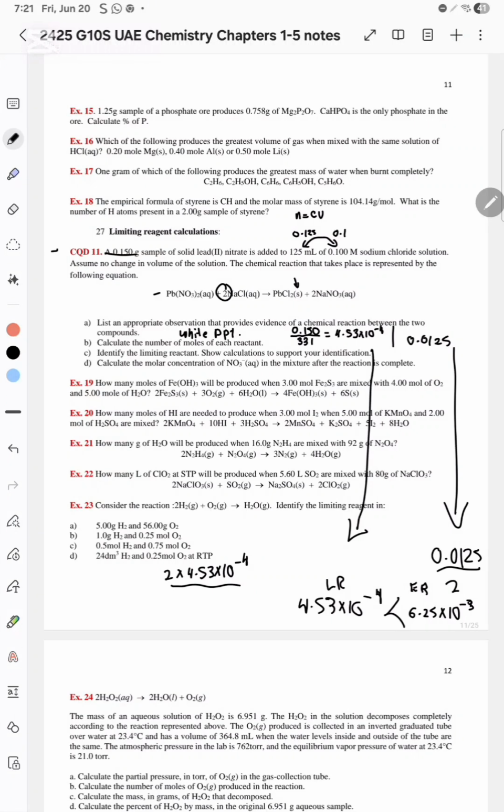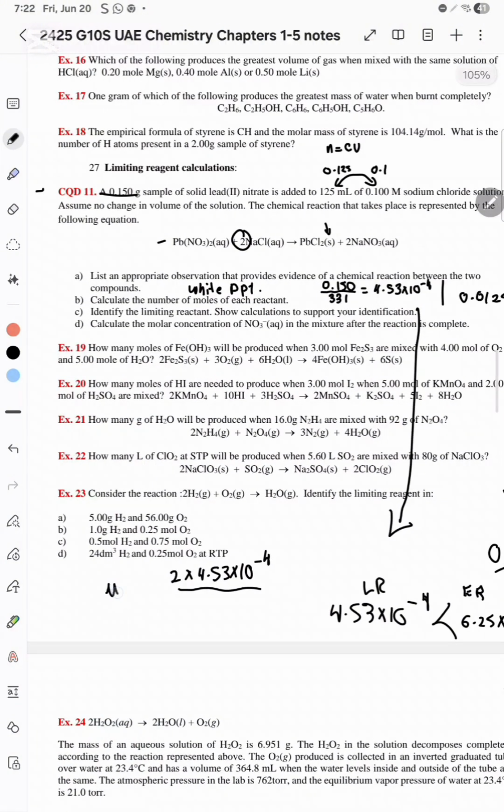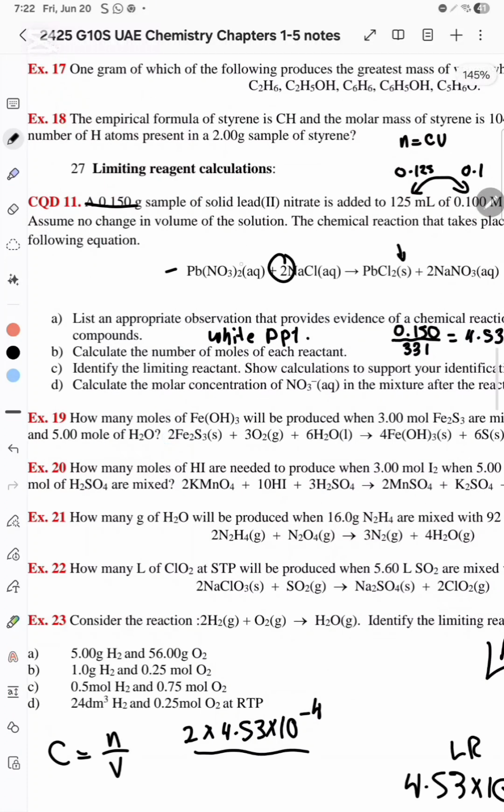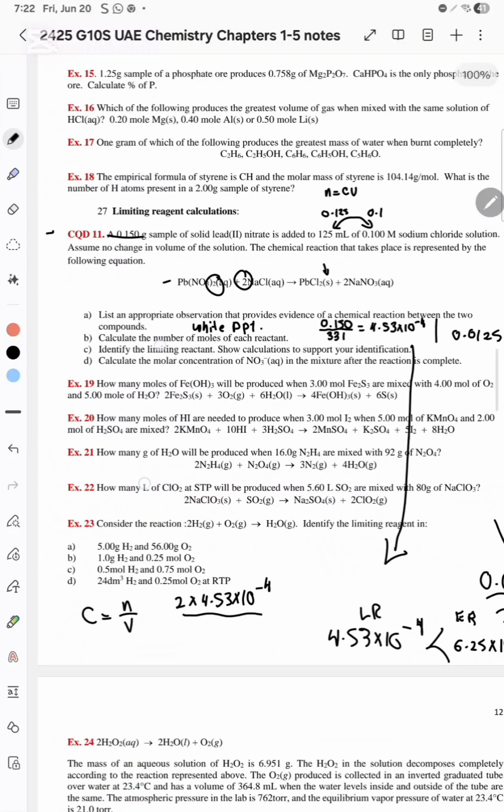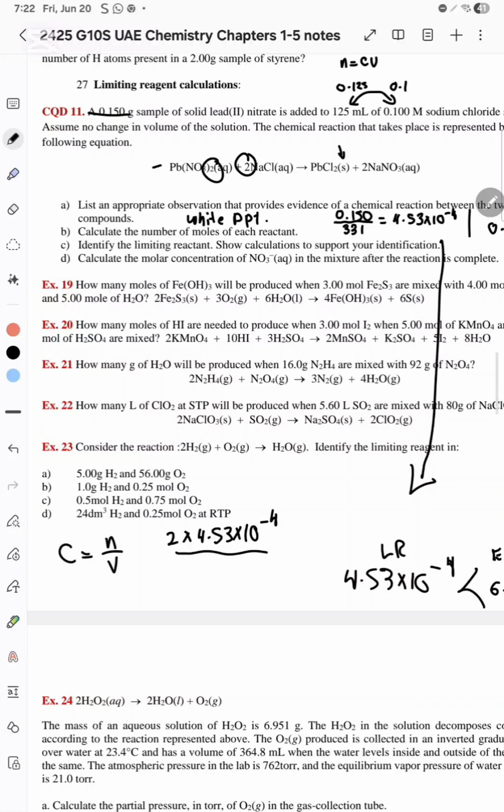Okay, yeah. So we were finding the moles because they want the molar concentration, which is M. So concentration equals N over V, right? So to find the moles, we have the molar concentration of the limiting reagent, we have 2 here, right? We have 2 moles of NO3. So we multiply 2 by the limiting ratio and then divide it by the volume of how much lead nitrate we have, which is 125 milliliters, so 0.125. Then you divide everything, you get that it's equal to 7.25 times 10 power negative 3. And that's it.